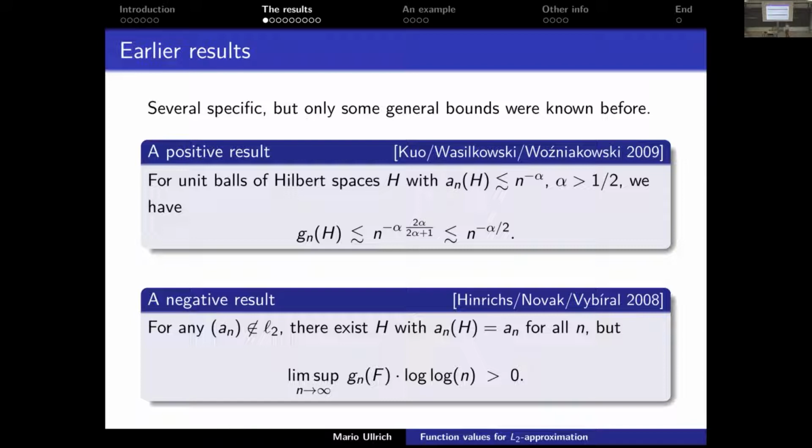So this already shows that the approximation numbers being in L2 seems to be an important quantity. And for Hilbert spaces, that's not a surprise because that's precisely the border of having a compact embedding, so having this reproducing property or not. Okay, so these are the two earlier results.